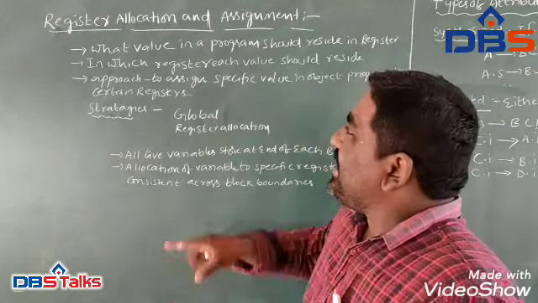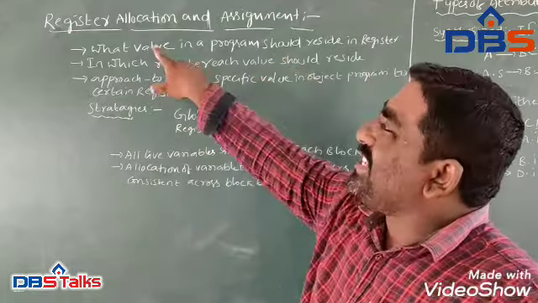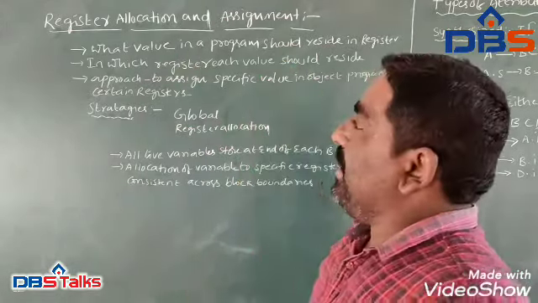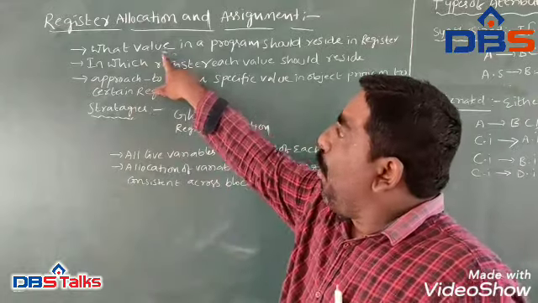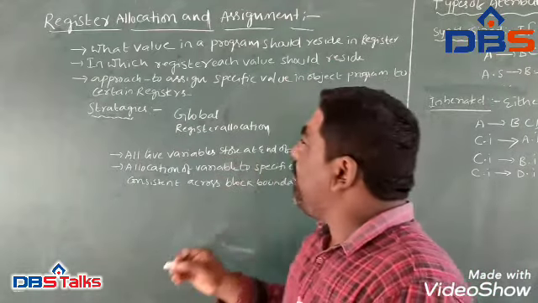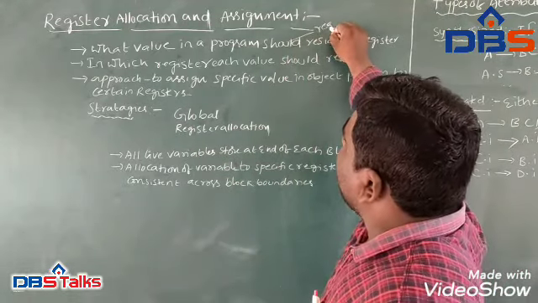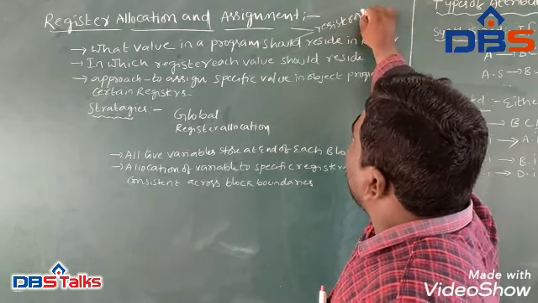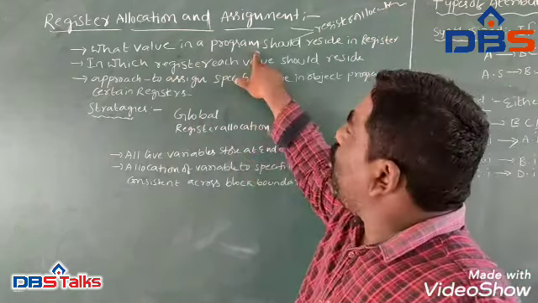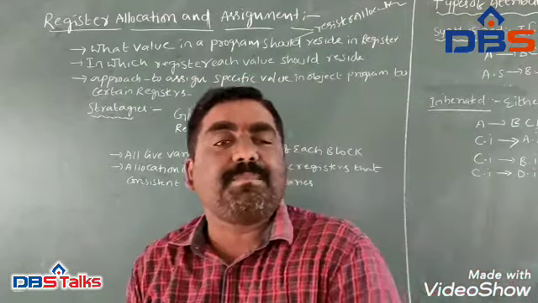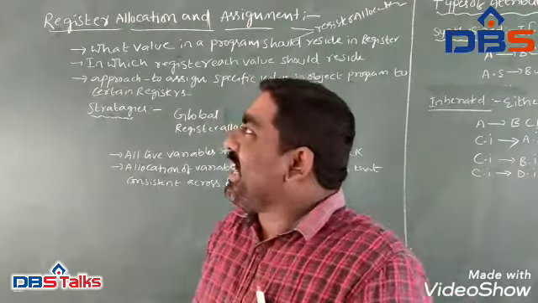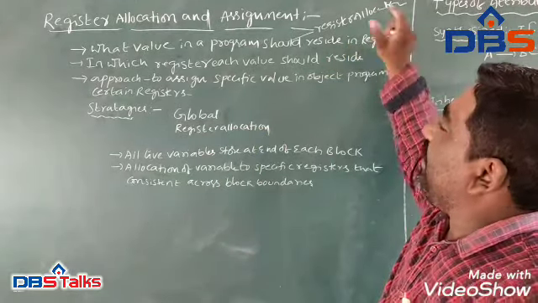What is the definition of register allocation, and what is the difference between register allocation and assignment? Register allocation means deciding which values in a program should reside in a register. That means allocation is about which values are present in registers.